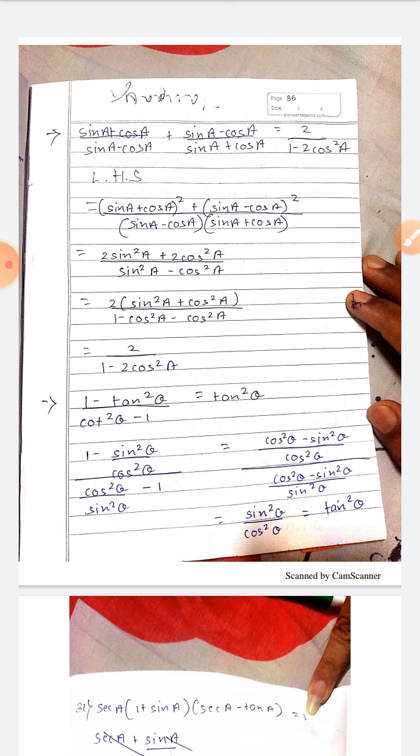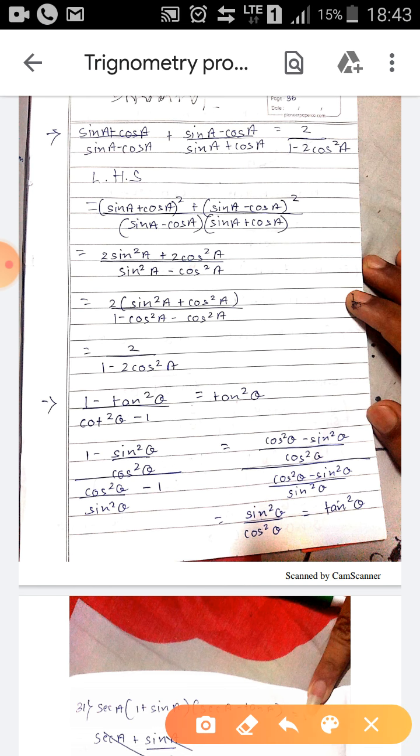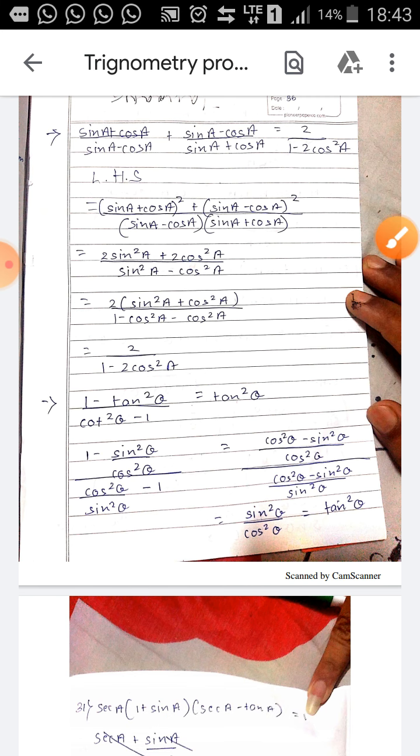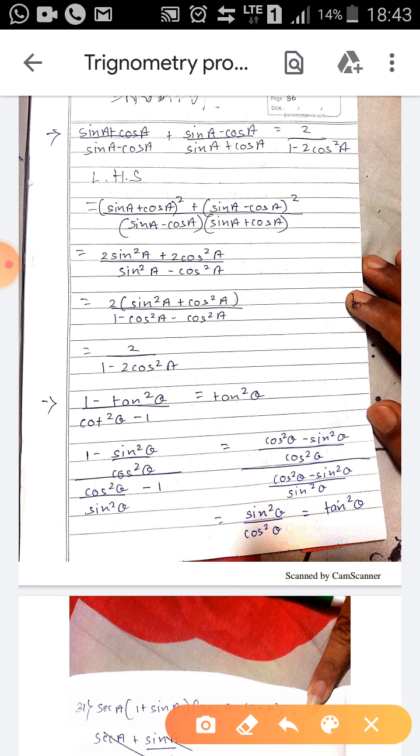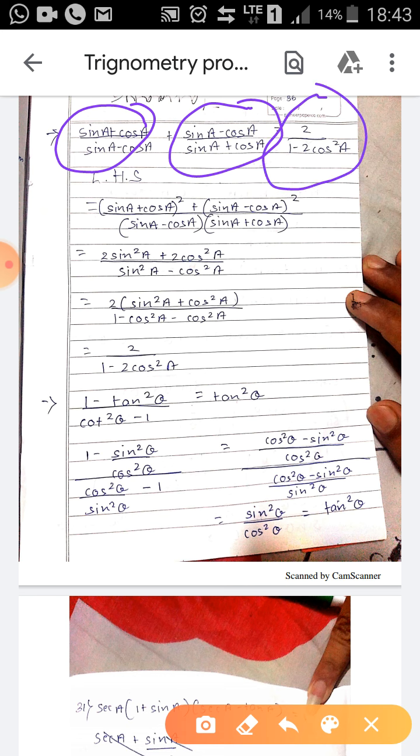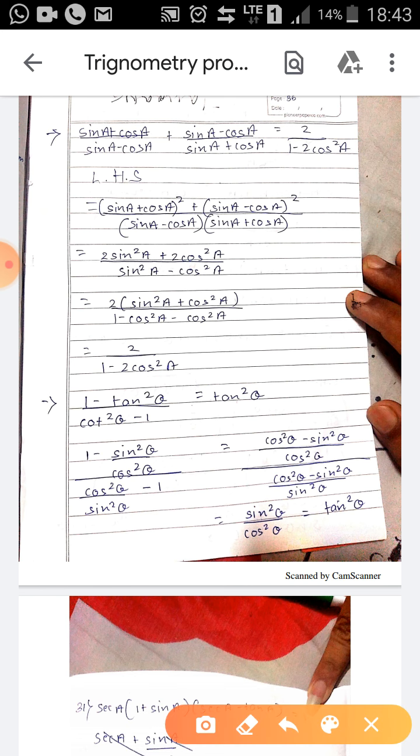So let's start. If you look at the first sum, what does it say? The first sum says that sine a plus cos a, plus sine a minus cos a, is equal to 2 into 1 minus 2 cos square a. So this is the thing which they have asked you to prove.